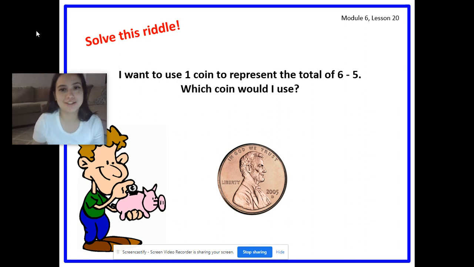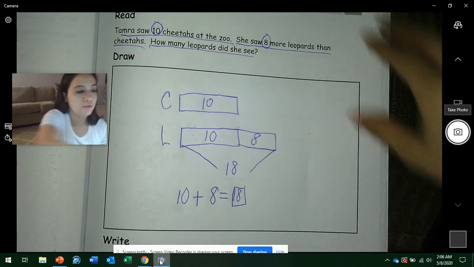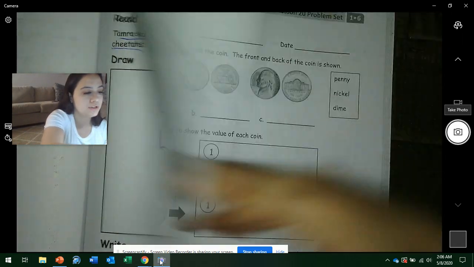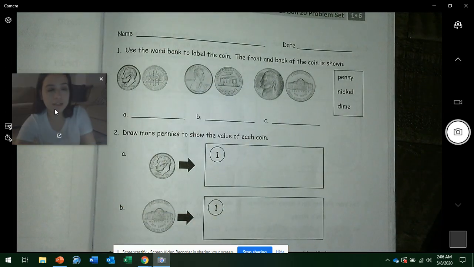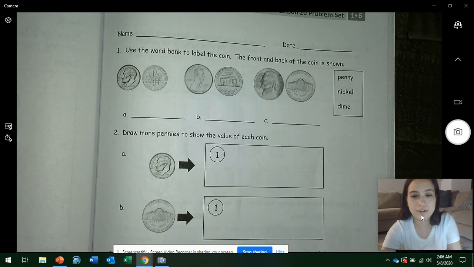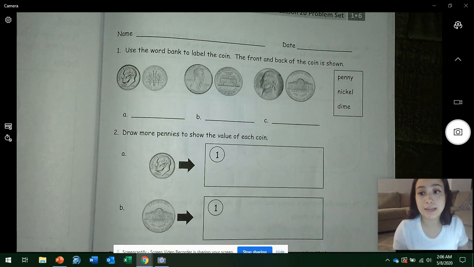Awesome job, boys and girls. So now it's time for our problem set. So let's go to my next screen. Make sure that you go over to your problem set. It should say lesson 20 at the top. And we're going to get ready to work this out. So remember, first thing we do, name, date, and goal. Ready?